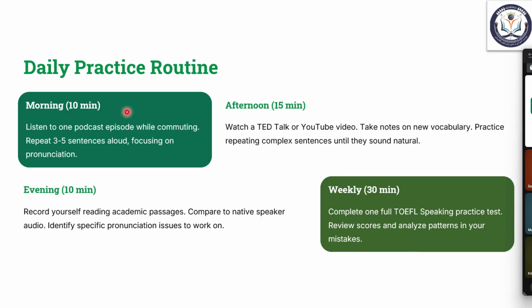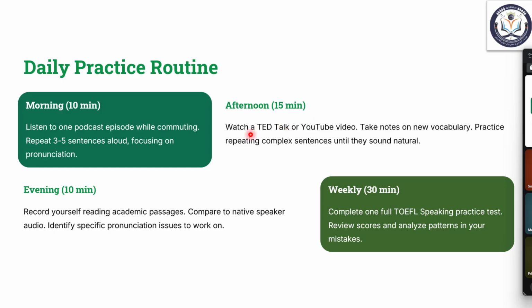Okay. Usually, if you're working deeply on the task, for the morning, just around 3 minutes. Listen to a podcast while you're commuting, for example. Repeat 3 to 4 or 5 sentences aloud and focus on pronunciation. For example, while you're on the way, or while you're at home. So you can do it anytime, right? You listen to a specific podcast, then repeat it, okay? And when you repeat, don't just murmur it in your own mouth. Don't do that. Try to repeat it aloud, because that is what the test is asking.